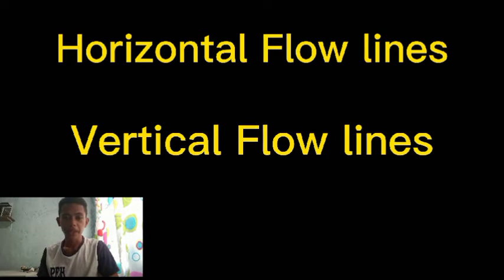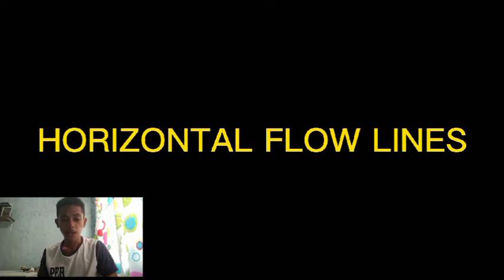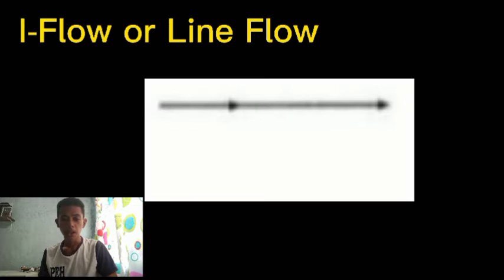So, there are types of flow patterns. Actually, there are two. The horizontal flow lines and the vertical flow lines. So, under the horizontal flow lines, there are 5 basic types: the I flow or the line flow, the L flow, the U flow, the S flow, and the O flow.